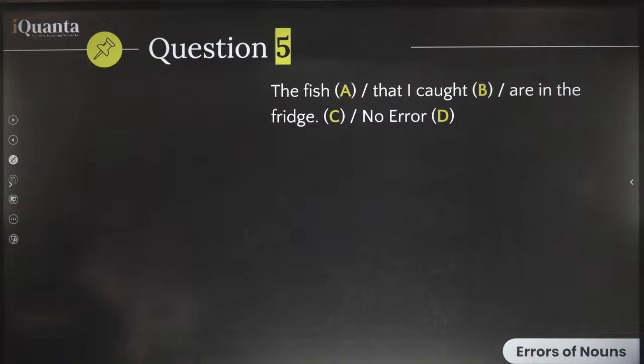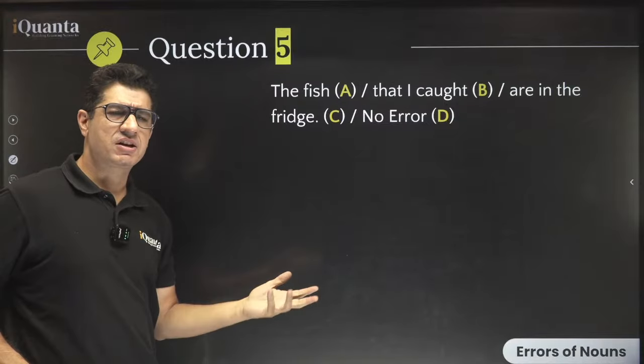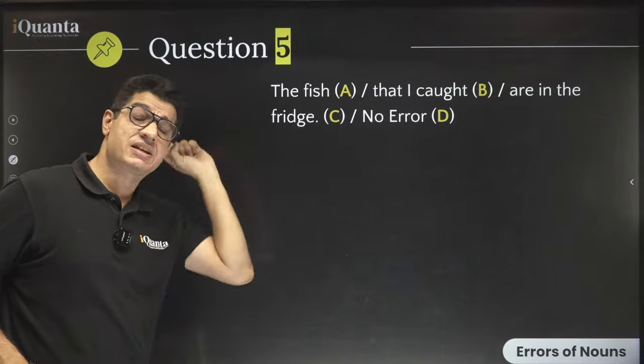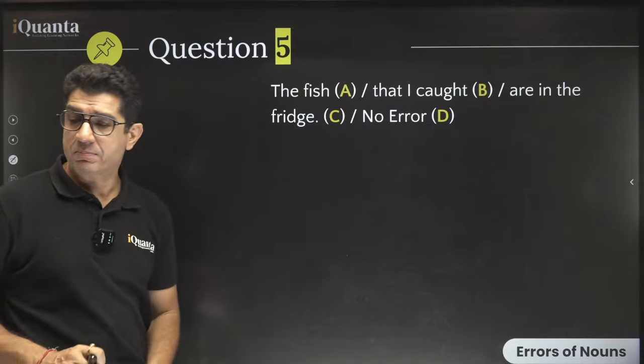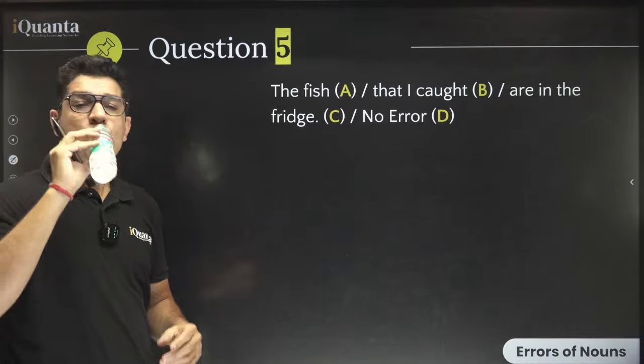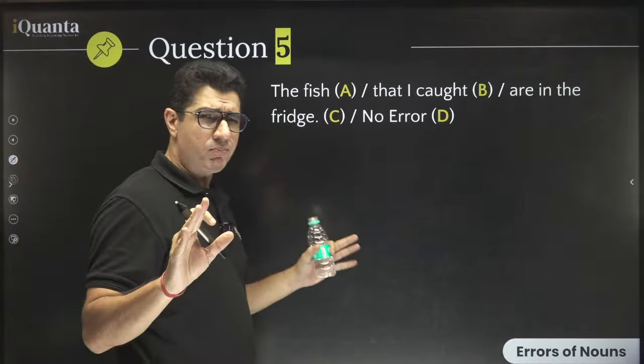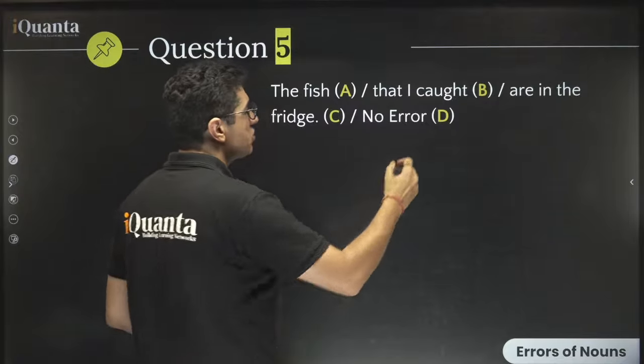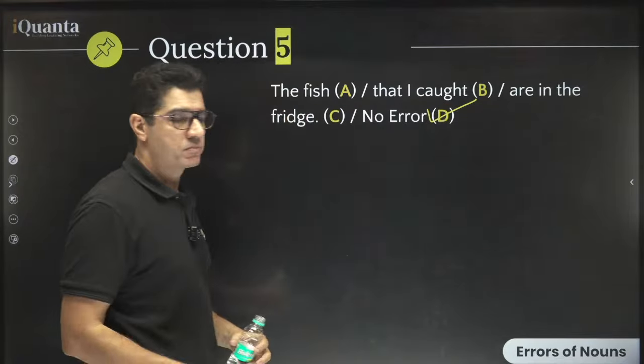Bhavika, the reason was that singular countable nouns usually take an article. So if there are no articles before a singular countable noun, it has to be one of those exception scenarios, otherwise that part will be incorrect. So the answer to question number 5 is D.